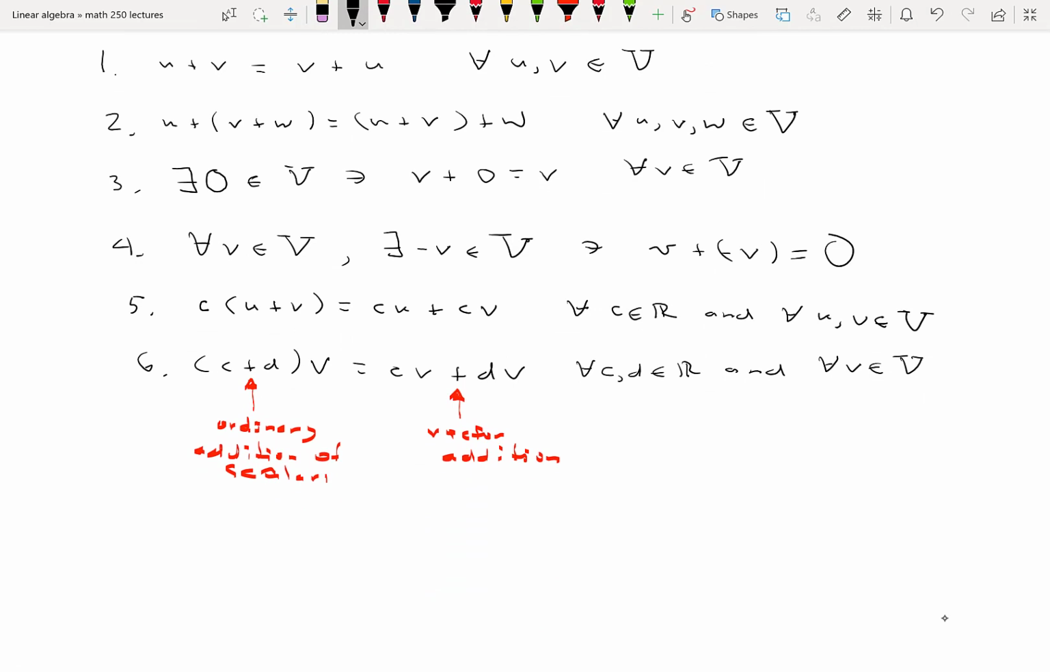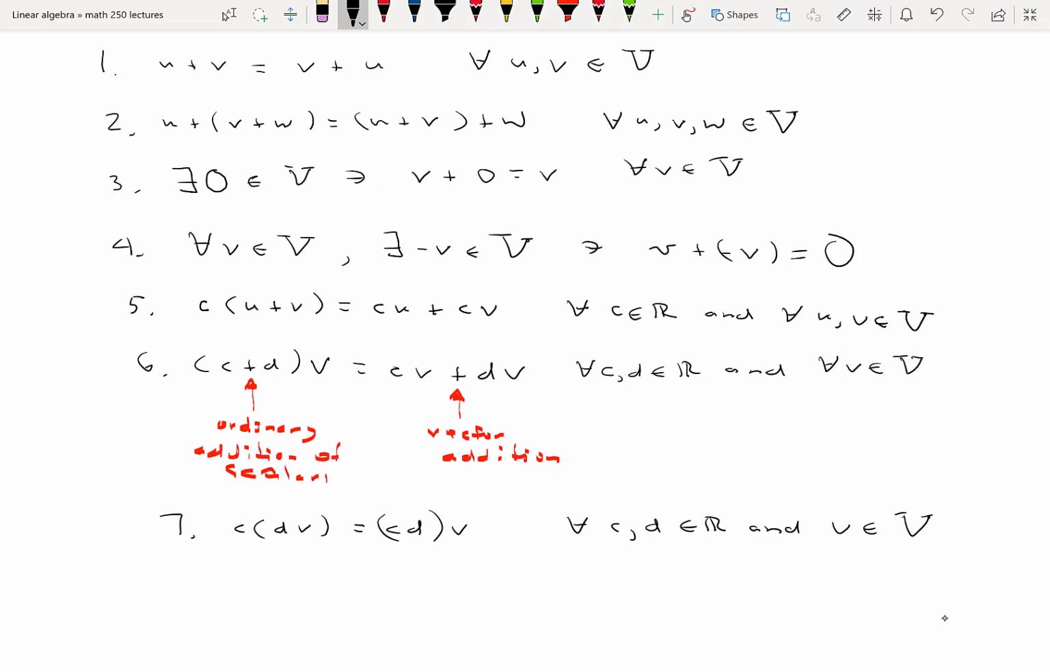So, 2 more properties. 7. c times (d v) equals (cd) times v, for every c and d that are real, and for every vector v in the vector space V. Okay. I want to ask you a question. I want you to think about it. In this statement number 7, how many different kinds of multiplication are there?